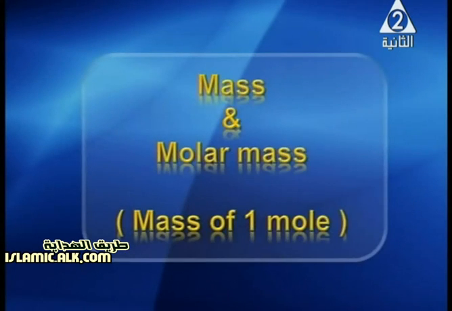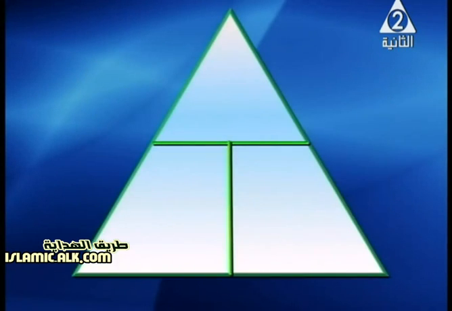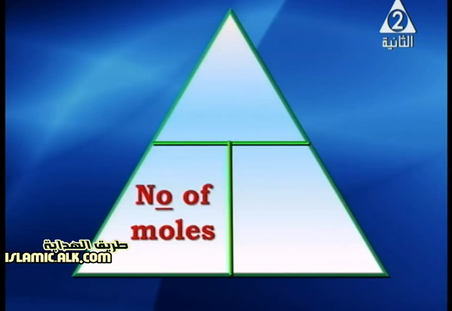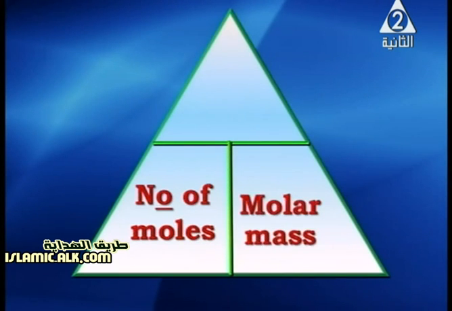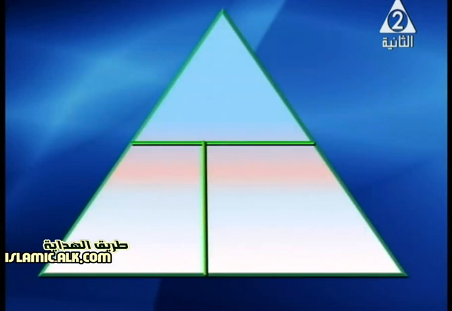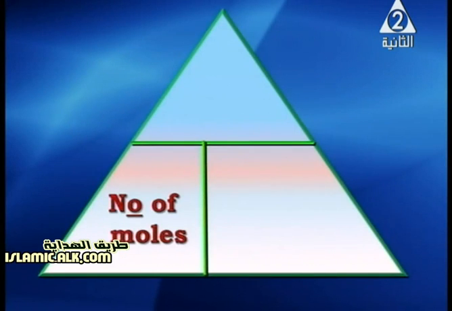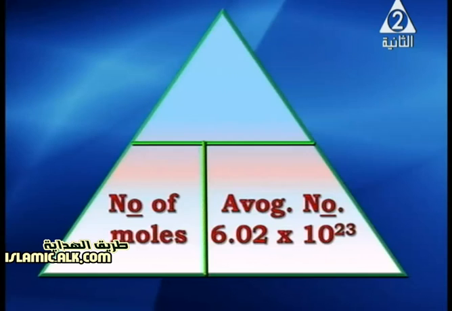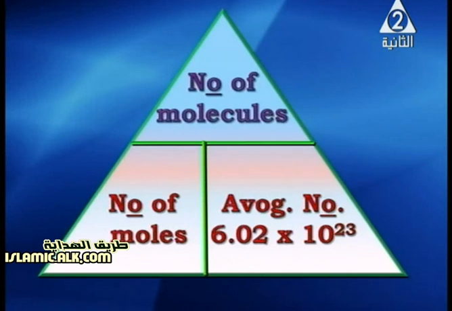Now we are going to discuss the relation between mass and molar mass. Here, my dear student, in the following triangle, if you multiply the number of moles times the molar mass, you can get the mass of the substance. Here is the relation between the number of particles and Avogadro's number. As the triangle shows, if we know the number of moles and multiply it by Avogadro's number, 6.02 times 10 to the power 23, we can get the number of molecules.